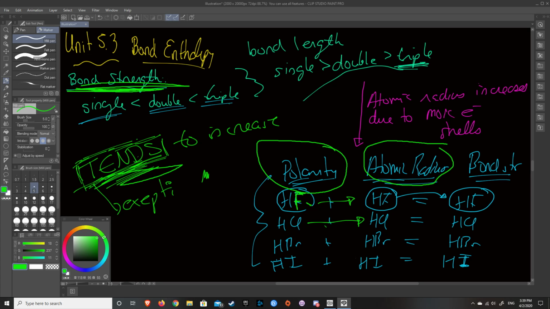But if you learn the trends that I've talked about, at least you should be able to say, you know what, it tends to have a higher bond strength. It tends to be more polar, but maybe not in every circumstance. Okay, so I hope that helps.